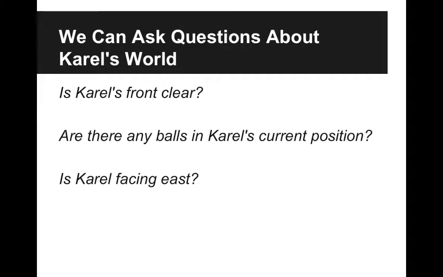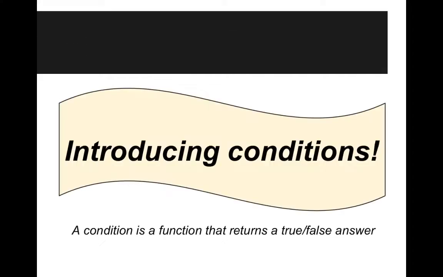So to prevent these bugs, we can ask questions about Karel's world. We might want to ask, is Karel's front clear? Are there any balls in Karel's current position? Is Karel facing east? And so the way that we can ask these questions is using conditions. So introducing conditions. A condition is a function that returns a true or false answer.